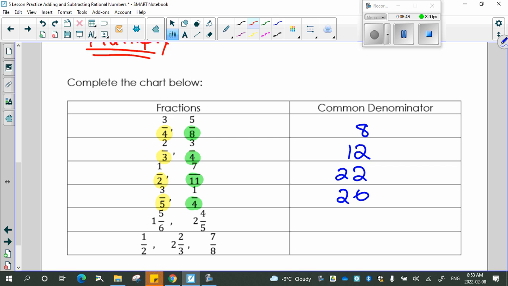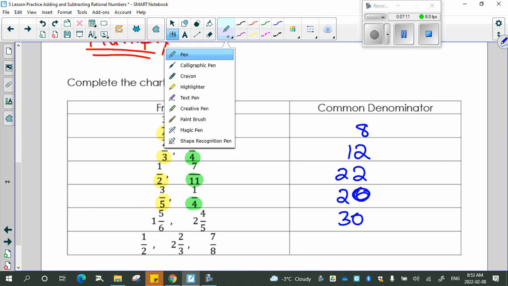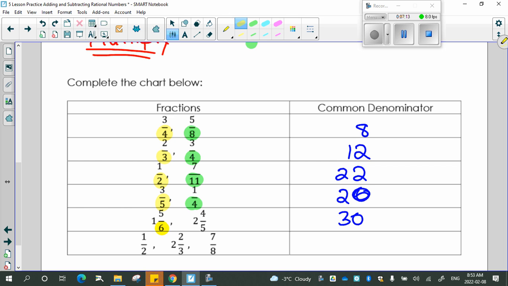Yeah, 30. How did you get that? I just said 6 times. Okay, so did we have to change to an improper fraction in order to figure out the common denominator? No. Okay. Might we want to change to improper fractions to add or subtract? Yes, but we know that this one's going to be sixths and this one's going to be fifths. So I'll highlight those. And 5 times 6 is 30.